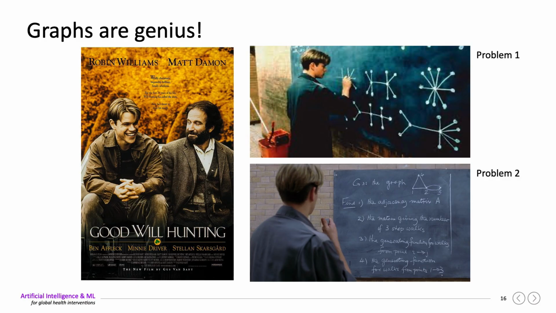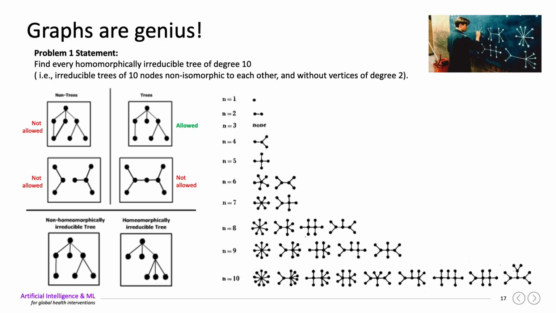Let's actually look at what problem 1 was. Problem 1 reads, find every homomorphically irreducible tree of degree 10. That is, irreducible trees of 10 nodes that are non-isomorphic to each other and have no vertices of degree 2. The layout marks 4 candidate tree structures as not allowed, allowed, not allowed, and not allowed. At the bottom, a helper figure contrasts a non-homeomorphically irreducible tree with a homeomorphically irreducible tree, illustrating that a valid tree cannot contain a node that simply passes through with exactly 2 edges. The underlying lesson is that even the enumeration of tree structures is a graph theory problem, and getting the definitions of degree and isomorphism exactly right is what makes it solvable.